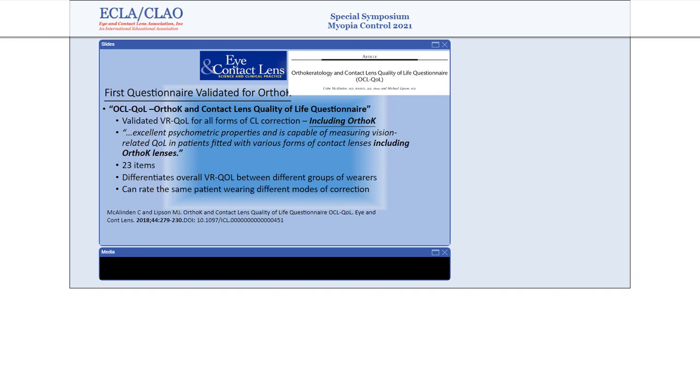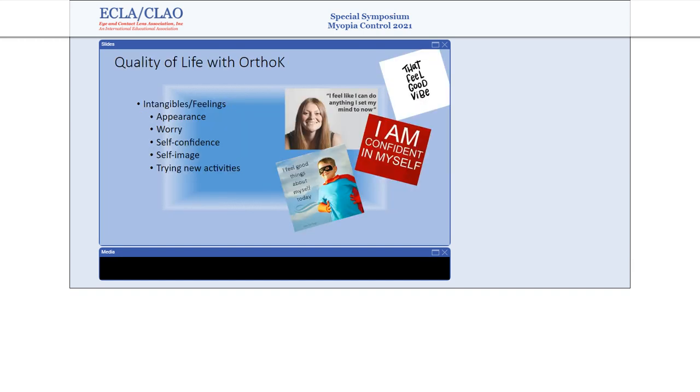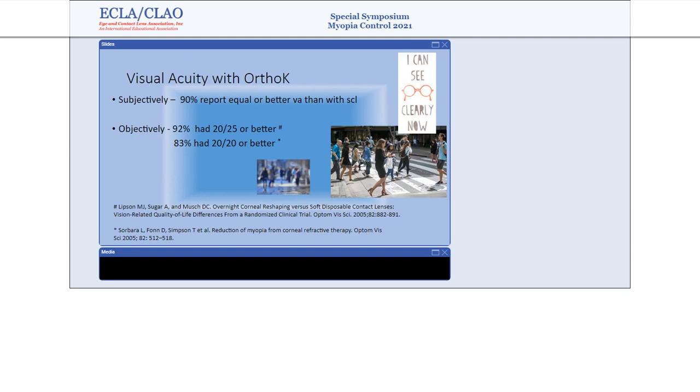But basically, what it does for the patient is a pretty critical part of this, and there is a questionnaire that I helped develop with a co-author to validate an OrthoK questionnaire to find out how this affects the patient and their overall quality of life. What we find in patients who are wearing OrthoK is that there's an improved overall vision-related quality of life, mainly because they don't have to wear any correction during their waking hours. But there are other intangibles, such as better self-image, fewer activity restrictions, more comfort for the eye during the day, and just overall they're more happy with their vision. These intangibles are pretty important to patients, and it's a very good feeling for them.